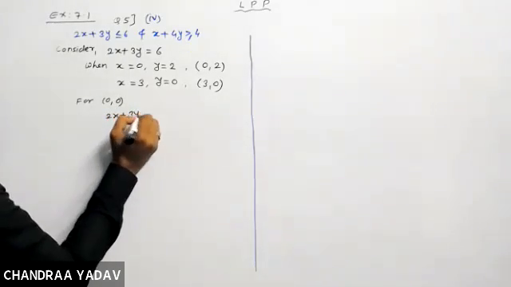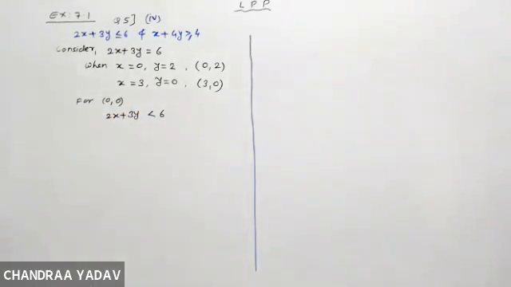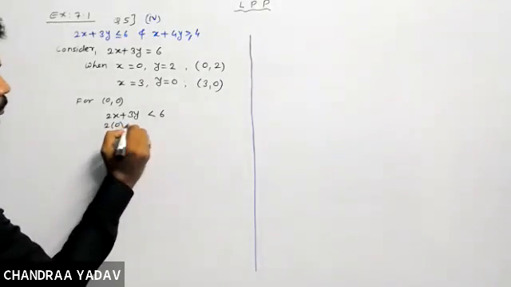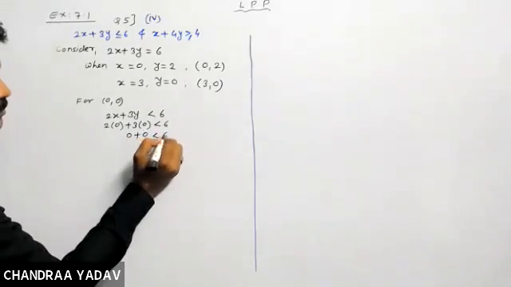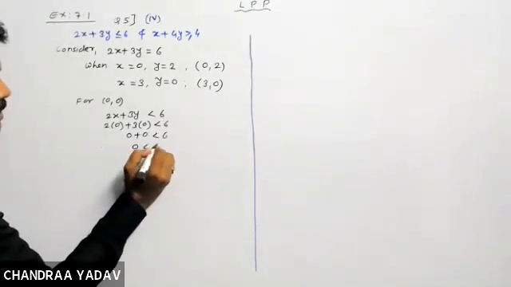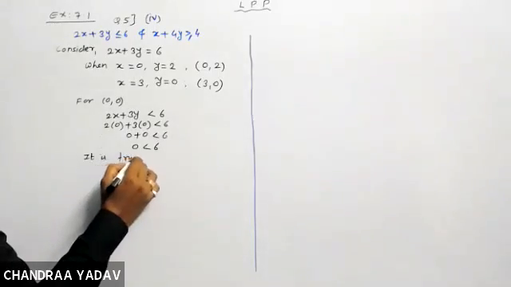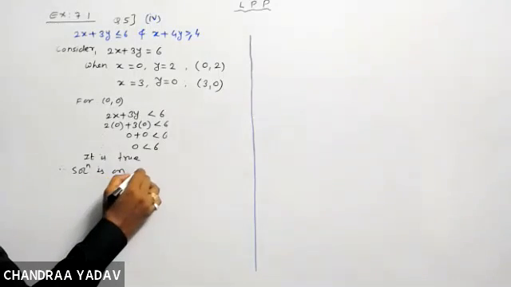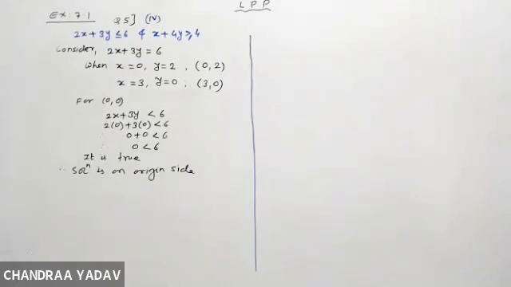Now for 0, 0: 2x plus 3y less than 6. So what do we write now here? 2 into 0 plus 3 into 0 is smaller than 6. 0 plus 0, 0 is less than 6. Is it true? Solution is on the origin side. Very good. It is true. So therefore, the solution is on the origin side.